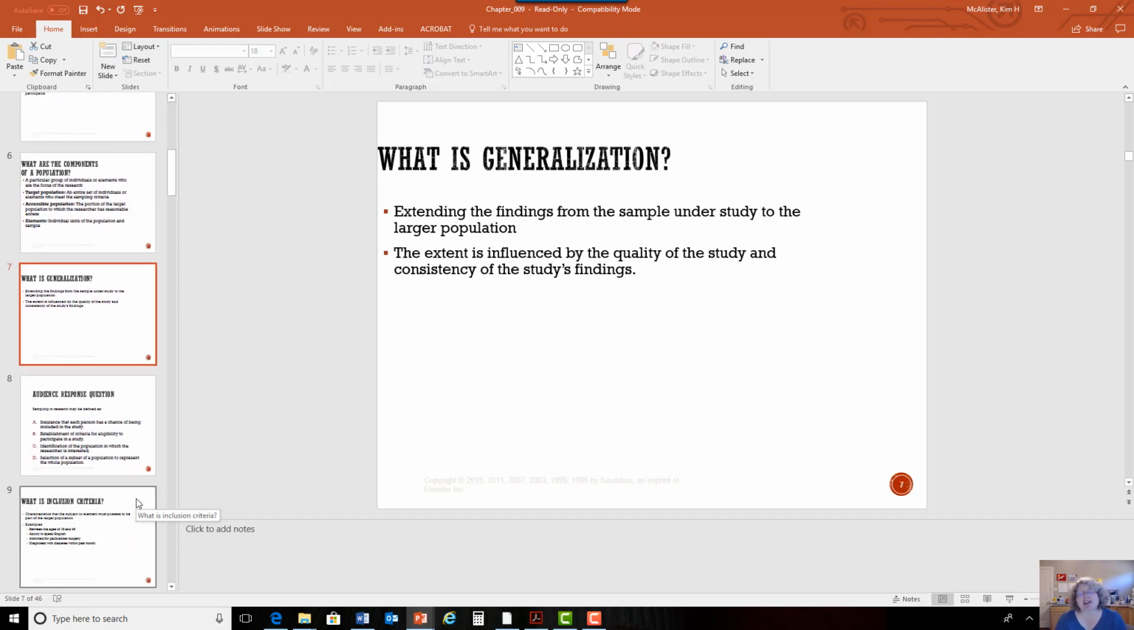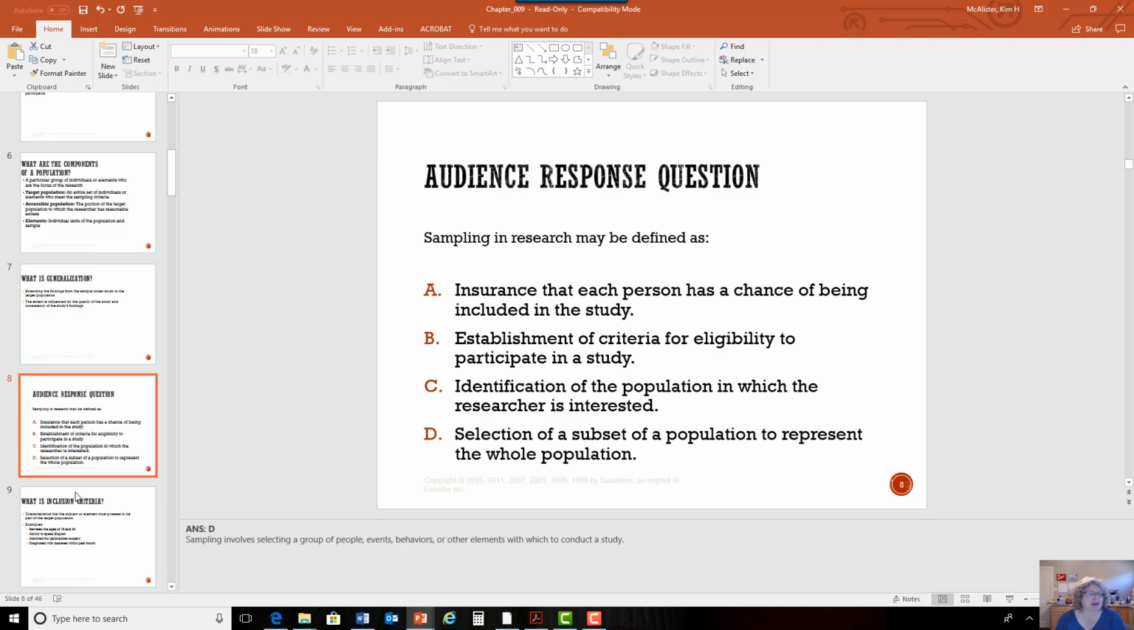Generalization means how much this sample of people are going to relate to the general population. It also refers to how much of the study that you're going to conduct can be used or expected to benefit the rest of the population. And this is impacted by how carefully the study was done, how it was set up, how carefully the inclusion criteria were created, and how careful the study was actually done.